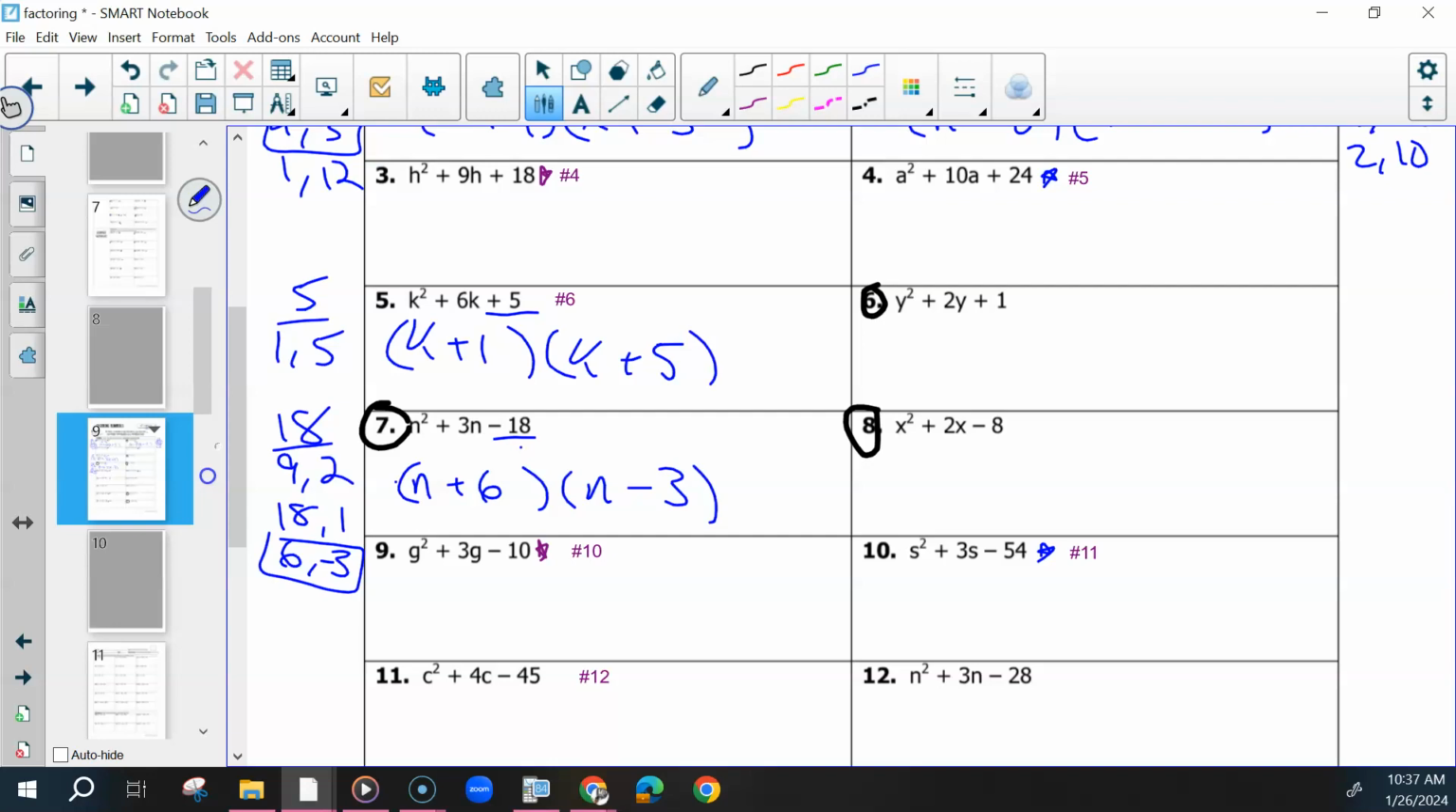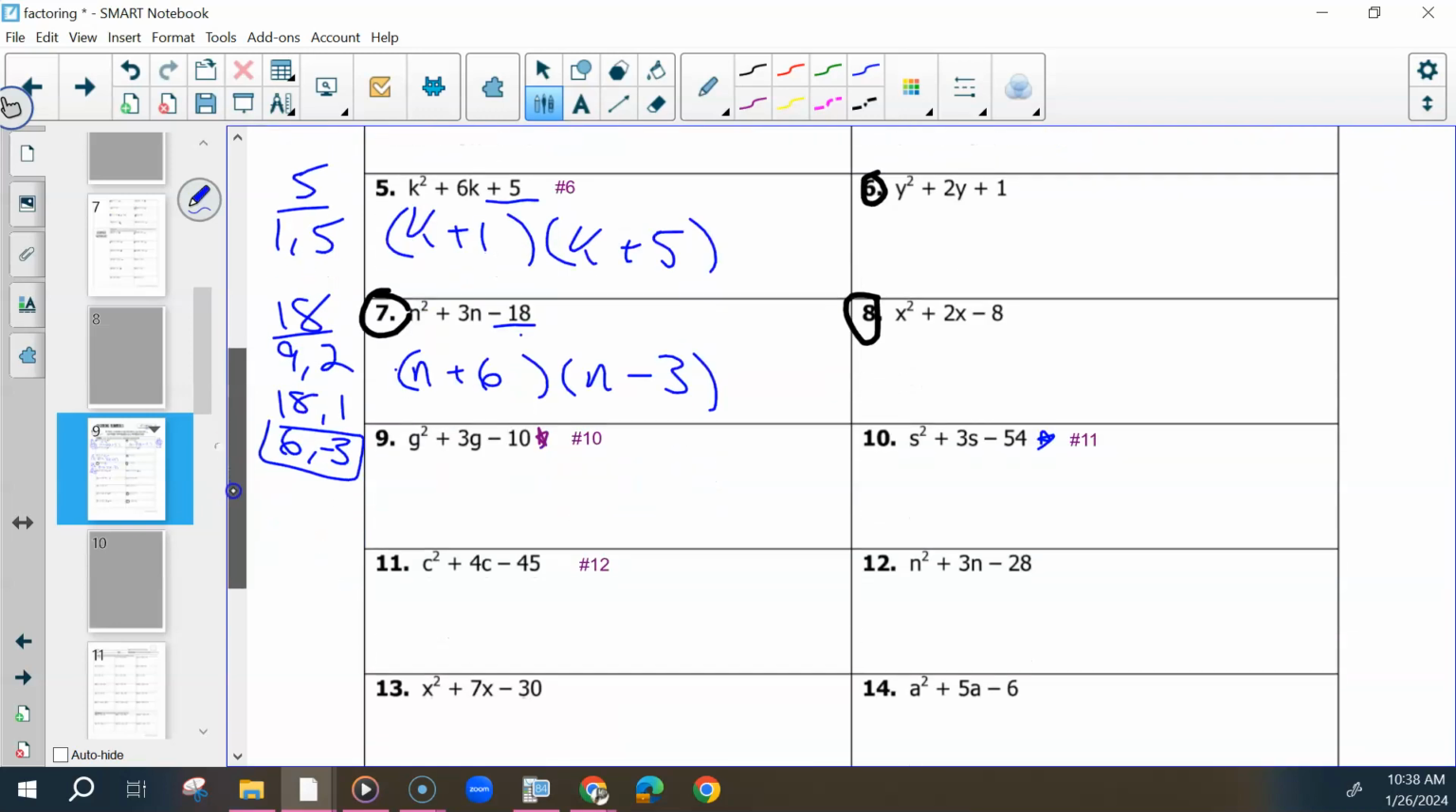There's a general rule, if rules help you. If they're both plus, both of your factors are plus. If the second number is negative, one of these has to be negative. There's something about smaller, bigger number, but we'll talk about that in a minute.